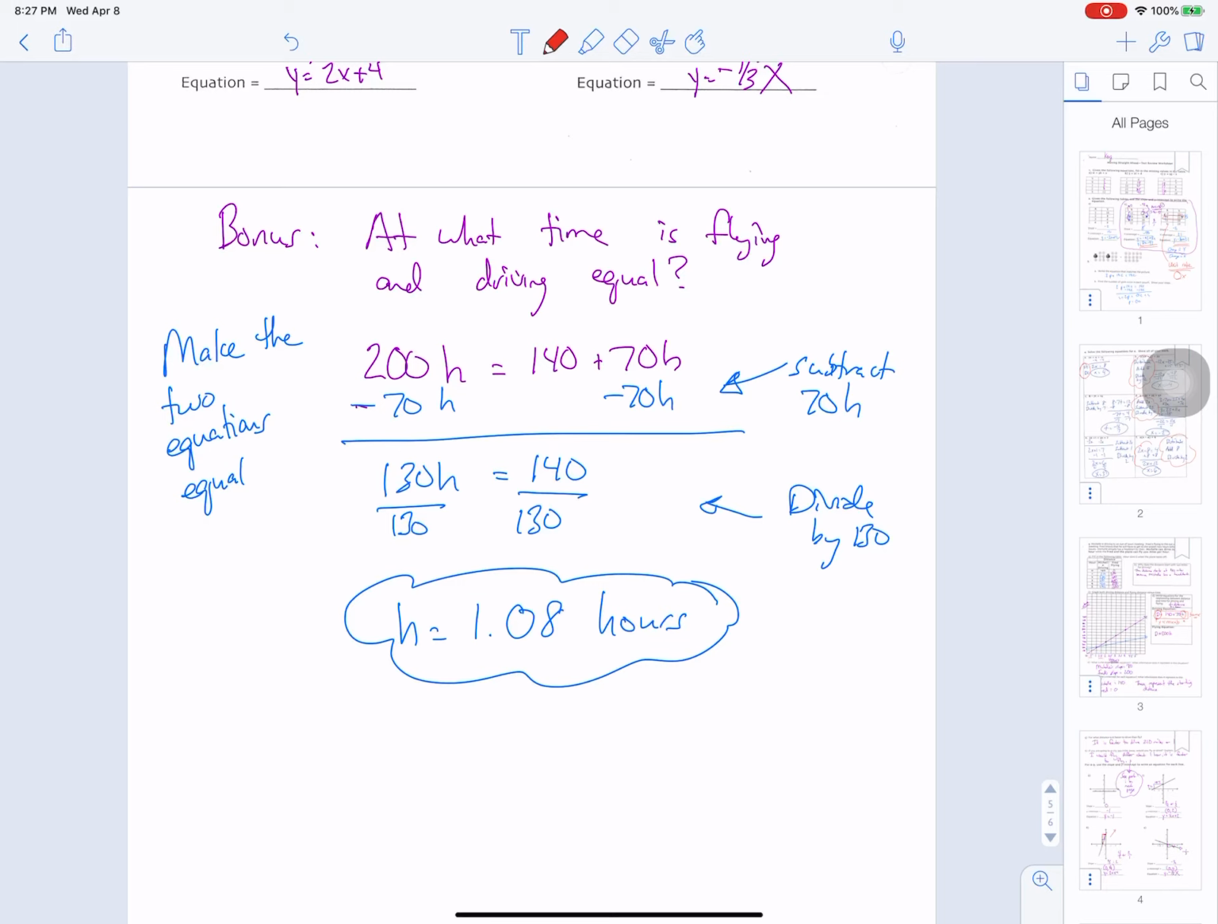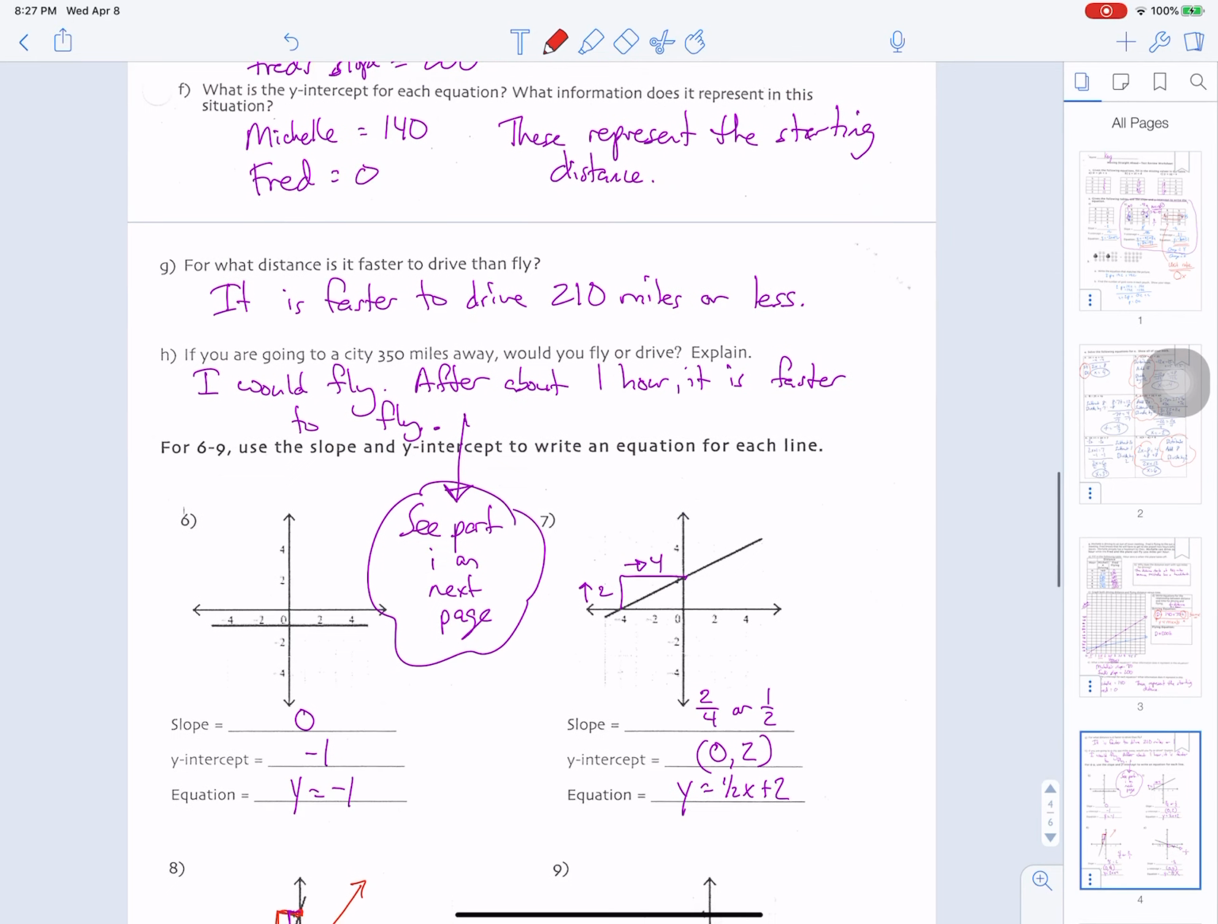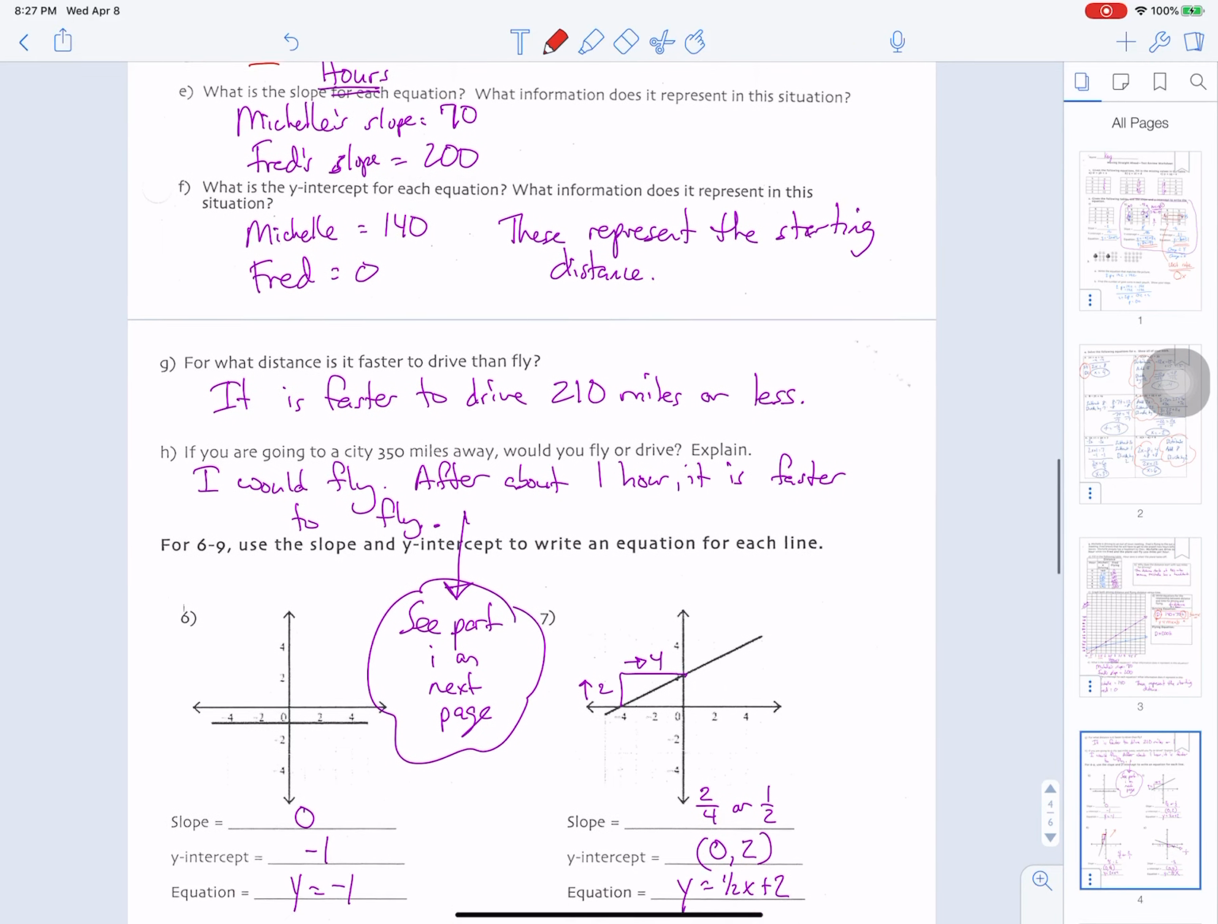you need to make the two equations. That's the first equation. This is the second equation. You have to make them equal and then solve for the variable. In this case, you were solving for the amount of hours that it would take for both flying and driving to be the same speed. All right, so that was that question.